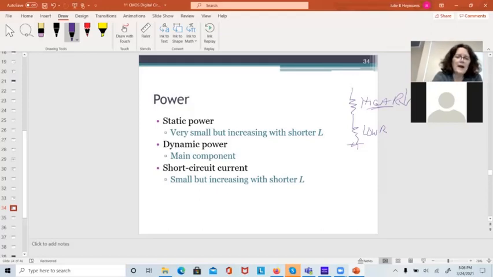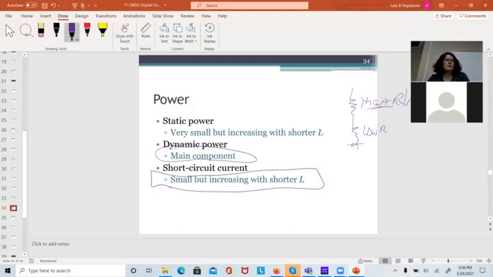The dynamic power is really what dominates. And you're going to learn the great mystery of life, one of the great equations right up there with V equals IR. And when we get there, the short circuit current is another factor. It's small, it's increasing with shorter L, and it's a very significant part of the current when you get to power circuits. When you're switching kiloamps, this short circuit current is deadly. I mean, it can cause parts to explode and all that good stuff.